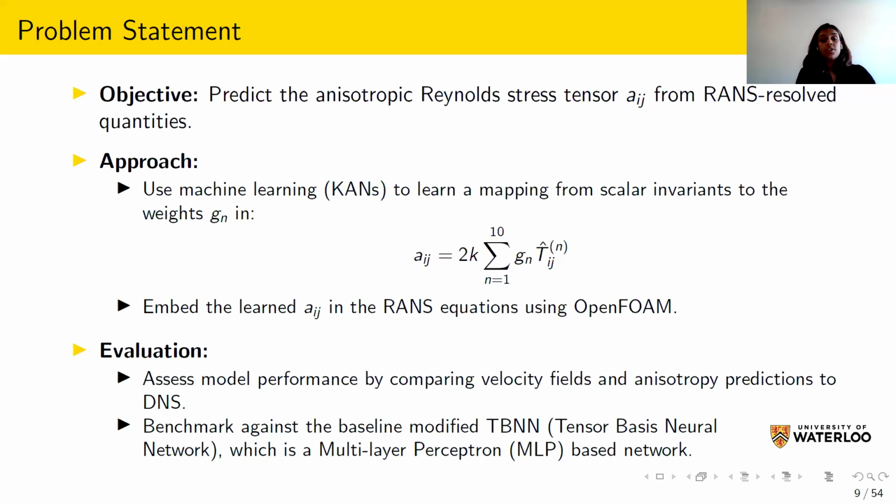using OpenFOAM. In this study and this presentation, we're going to assess the model performance, and our benchmark is going to be the modified TBNN, a term that I'll use quite frequently, which is the tensor basis neural network. This is based on MLP, the multilayer perceptron. The work that we would be comparing this to, with KANs, would be called TB-KAN, that's the tensor basis Kolmogorov-Arnold network. And we would be benchmarking this against DNS, which is our ground truth, and also the modified TBNN, just to see how KANs compare to MLPs.